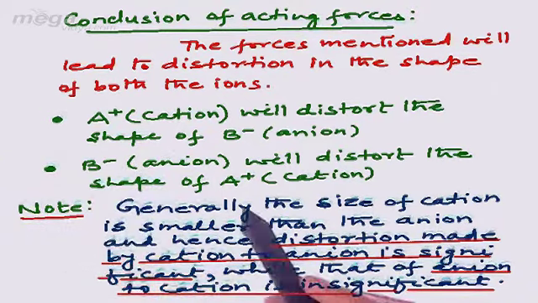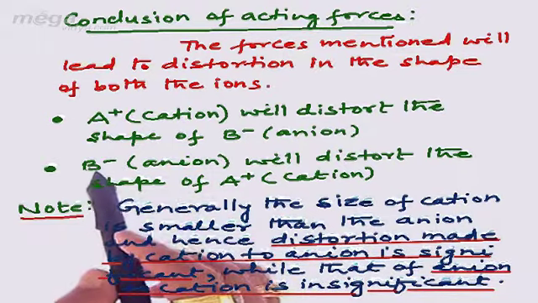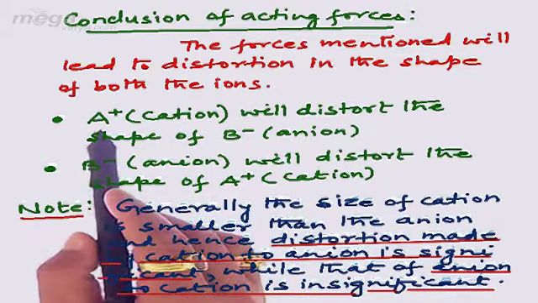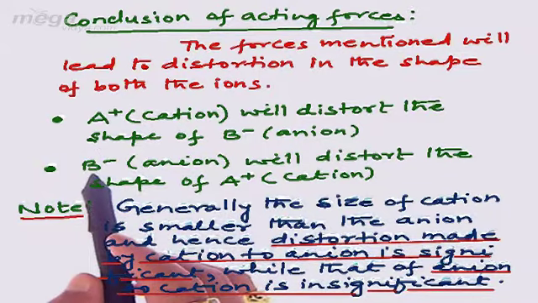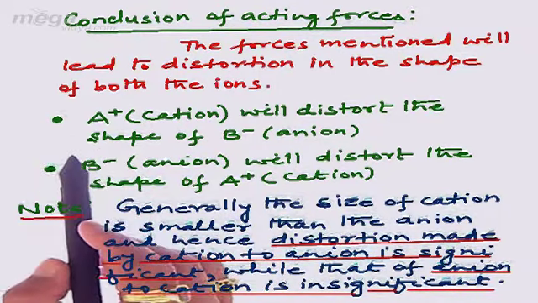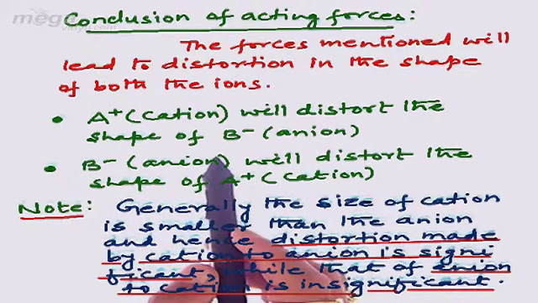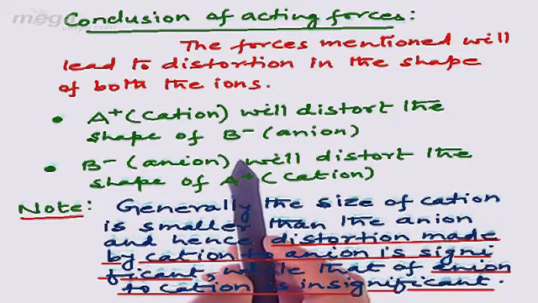Now, generally we find that in case of ionic bonding, where we have the approach of A positive and B negative, the size of the cation is smaller as compared to that of the anion. Smaller size of an ion means that the nucleus of the cation will be closer to the valence shell electron of the anion, and hence it will lead to greater distortion as compared to that of the anion.